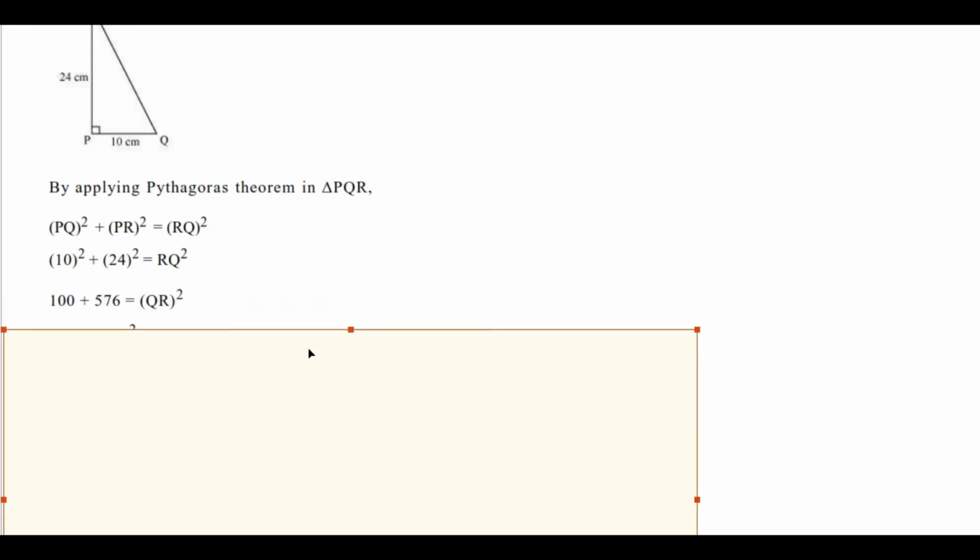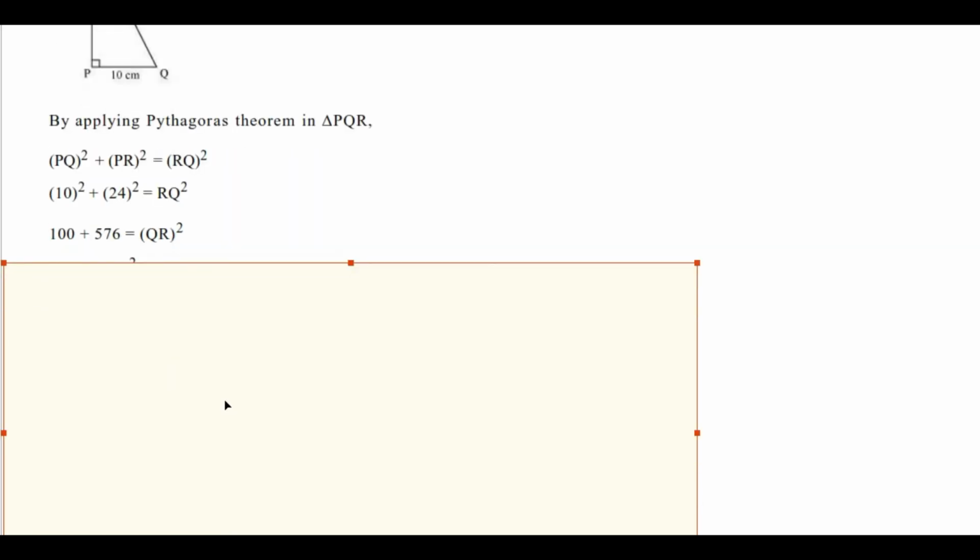So how will we do this? 10 square means 10 multiplied by 10. So 10 tens are 100. 24 square means 24 multiplied by 24. So 24 into 24 is what? 576. So like this you have to write the squares of numbers 1 to 30. You have to write on a page the squares of 1 up to 30. Then afterward you have to solve this exercise.